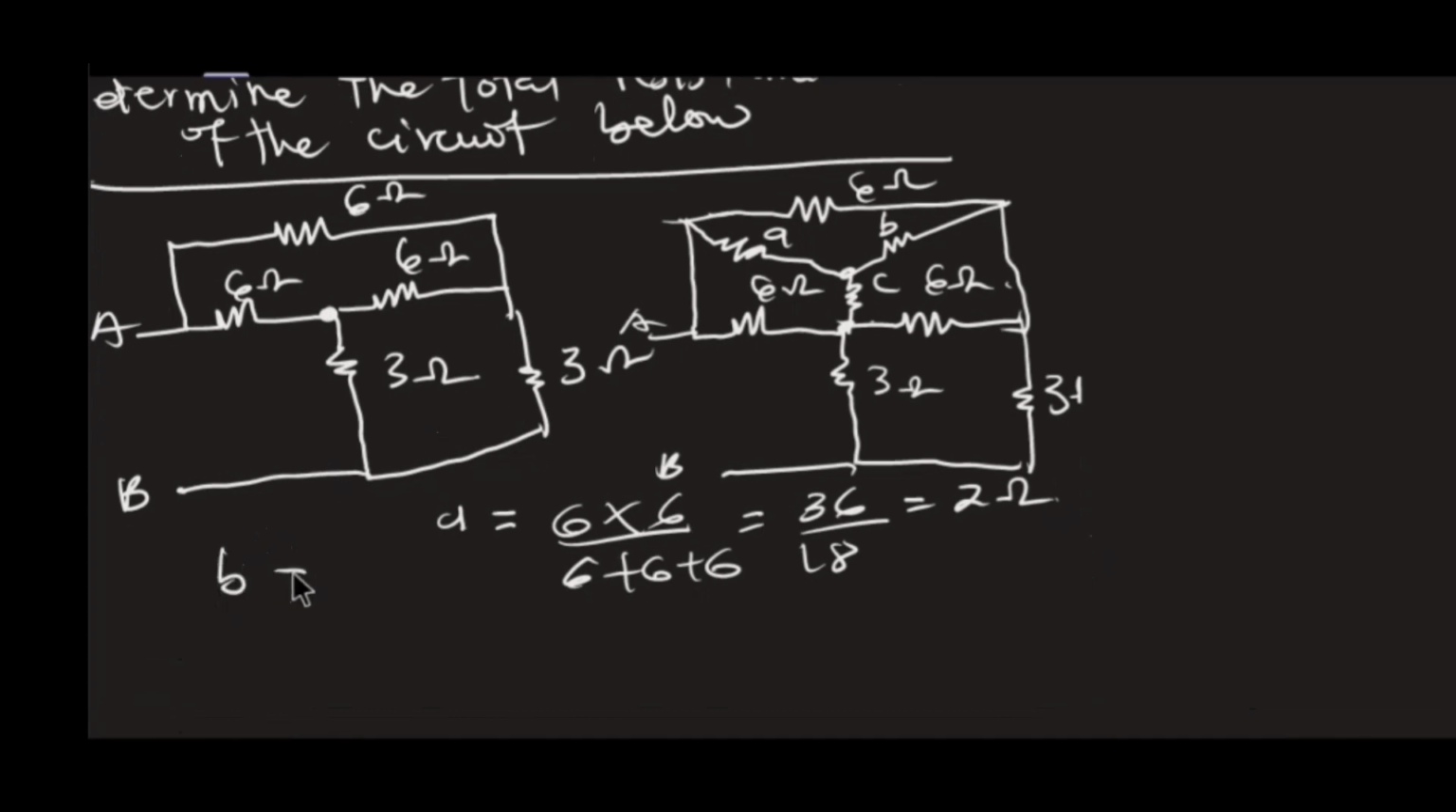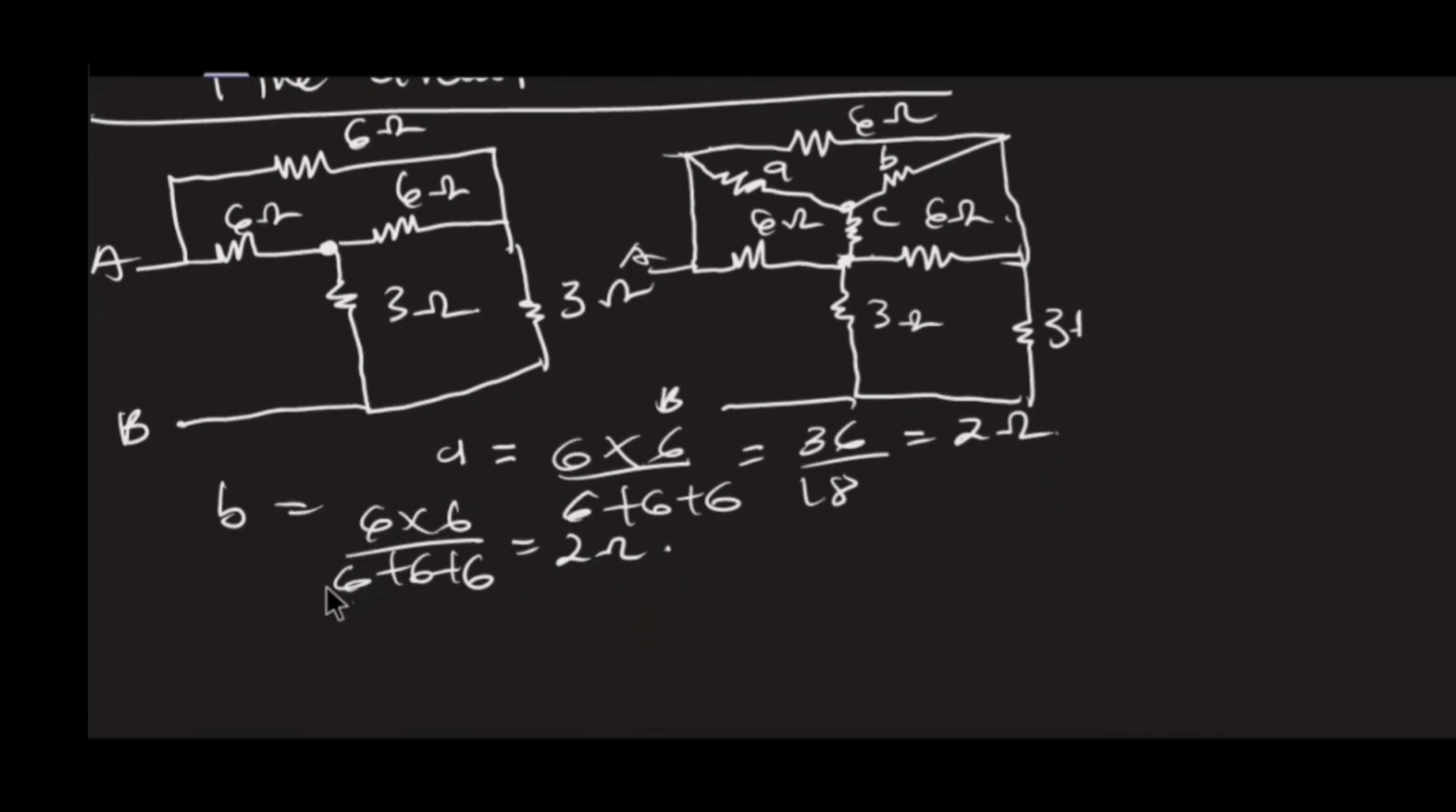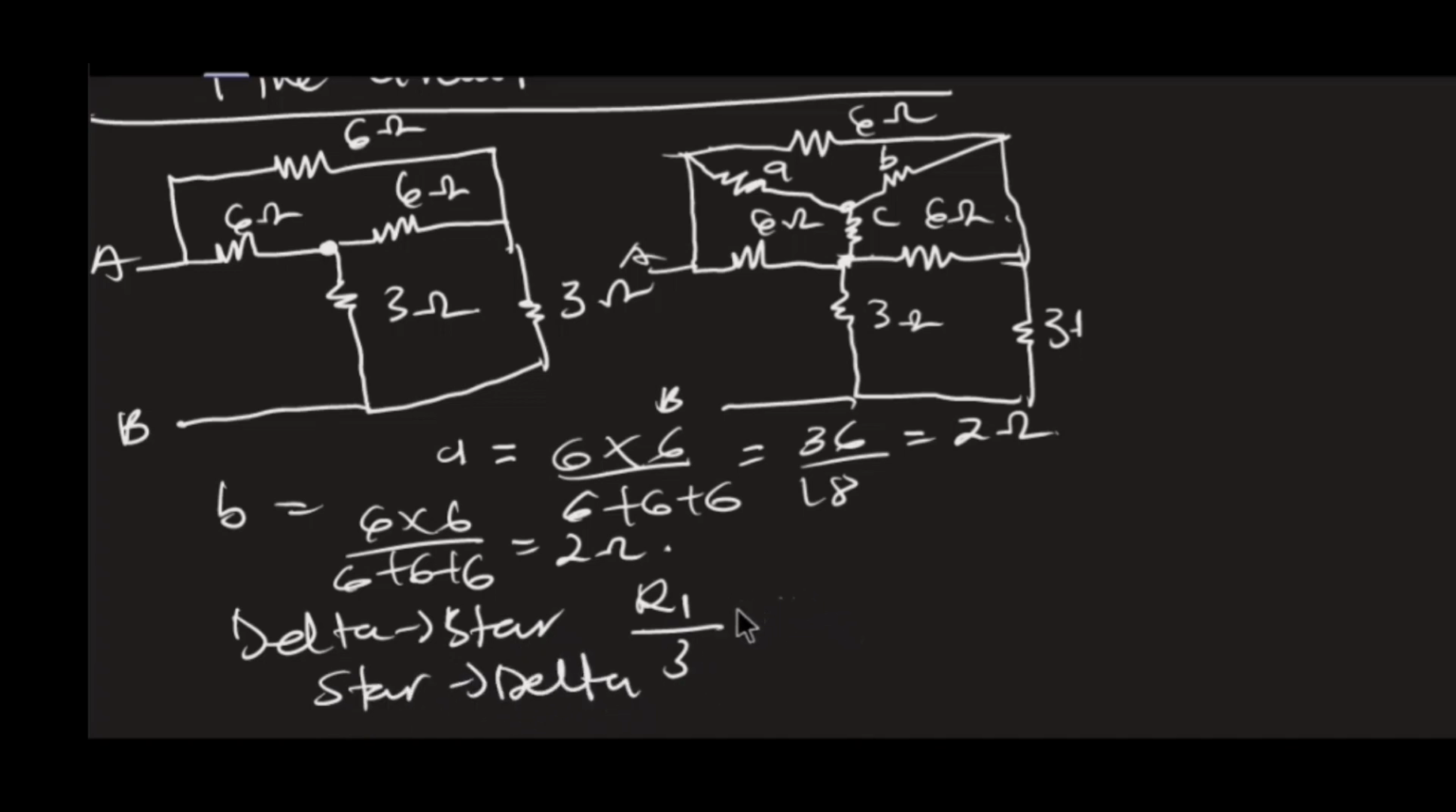For resistor B, since they are all 6, you surely get 6 times 6 over 6 plus 6 plus 6, and that will give us 2 ohm. And there is a rule that whenever you are converting from delta to star, and all the resistors are equal, then you simply divide each resistor by 3 to get the star. And if it is star to delta, you multiply it by 3, provided all the resistors are of the same magnitude.